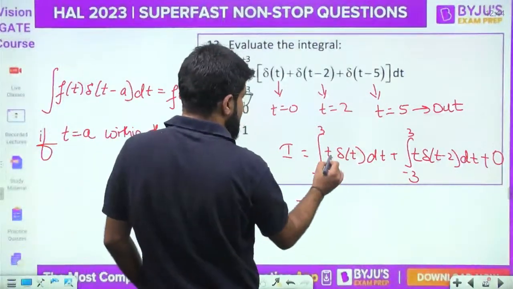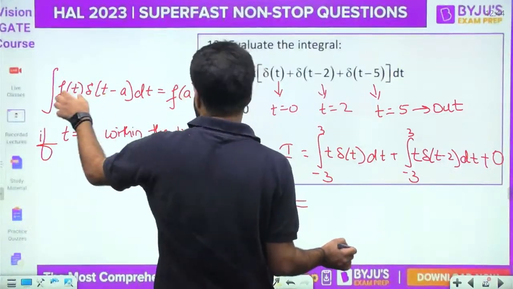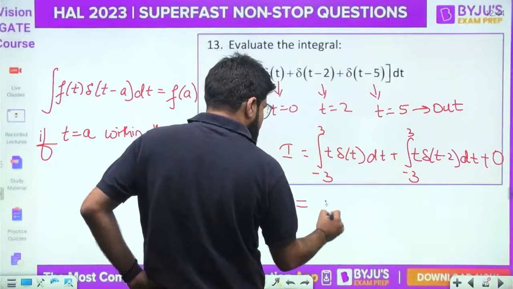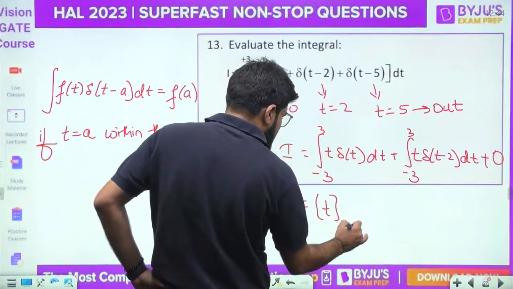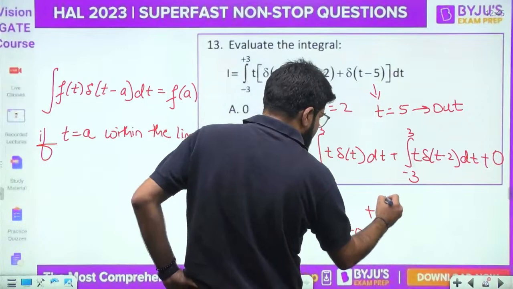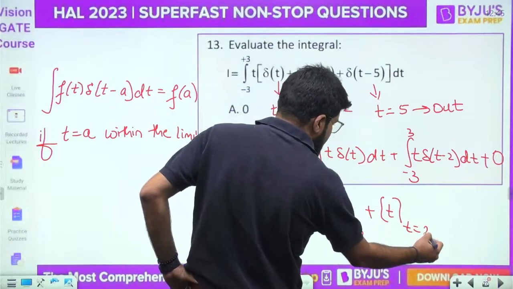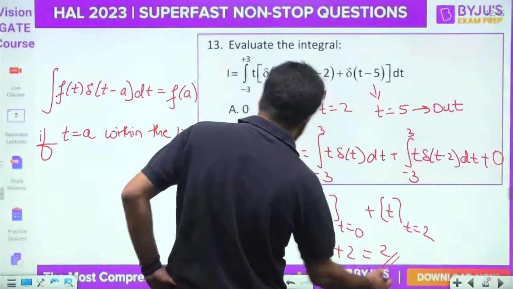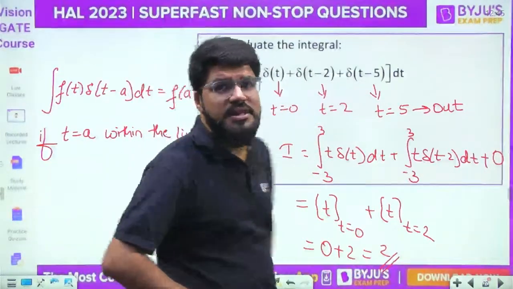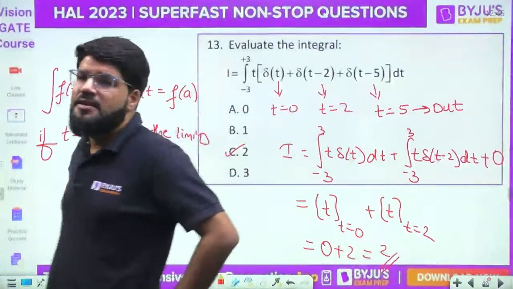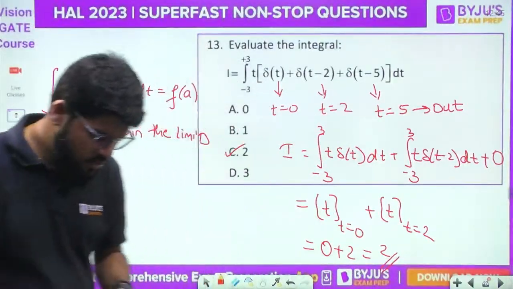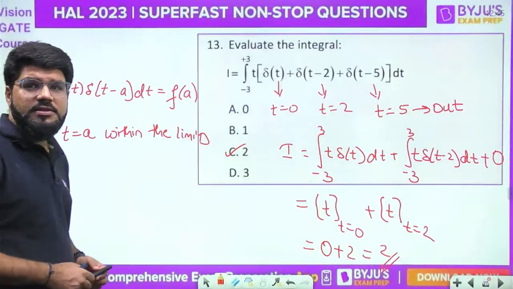So now I have the answer. Now you have to substitute the value of a in the function. The function is t, but you will substitute t equal to 0. Similarly, next the function is t, but you are going to substitute t equal to a, which is 2. So the first one also becomes 0. 2 is the final answer. Option number C. Correct, Rahul and Bhanu. The final answer is 2.